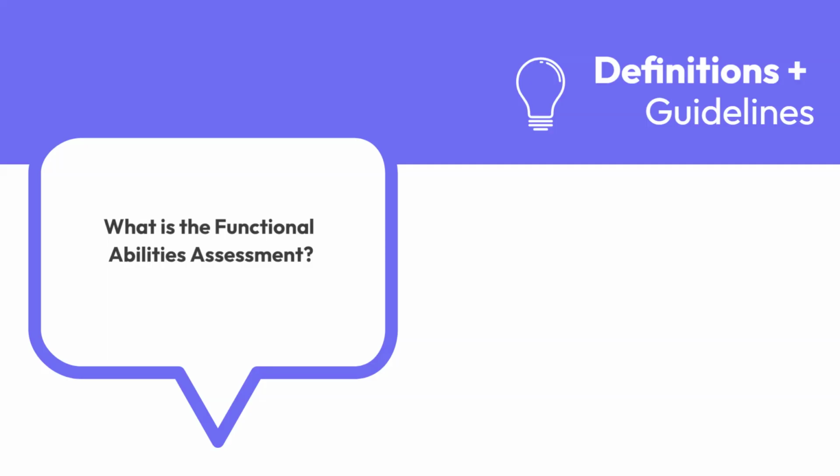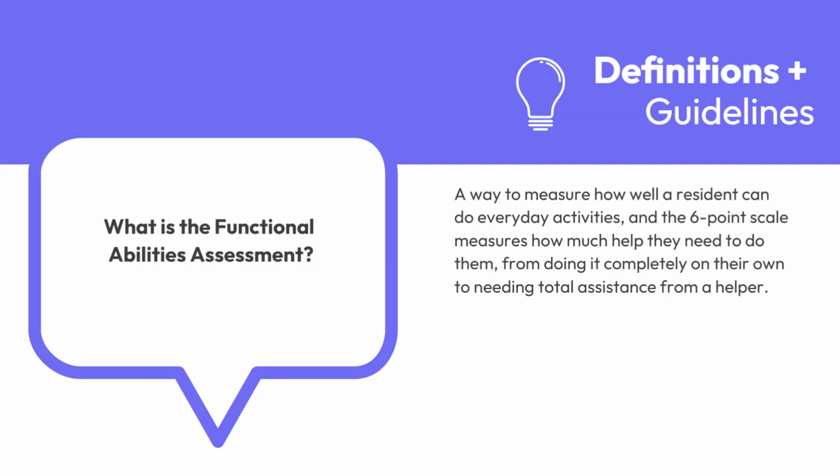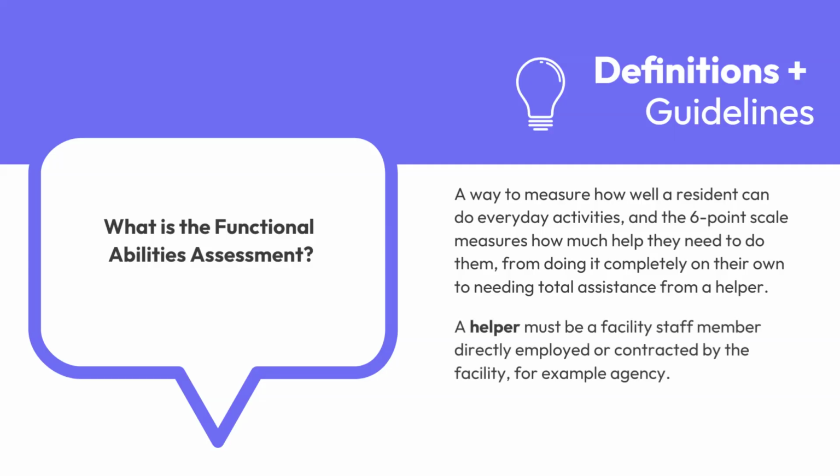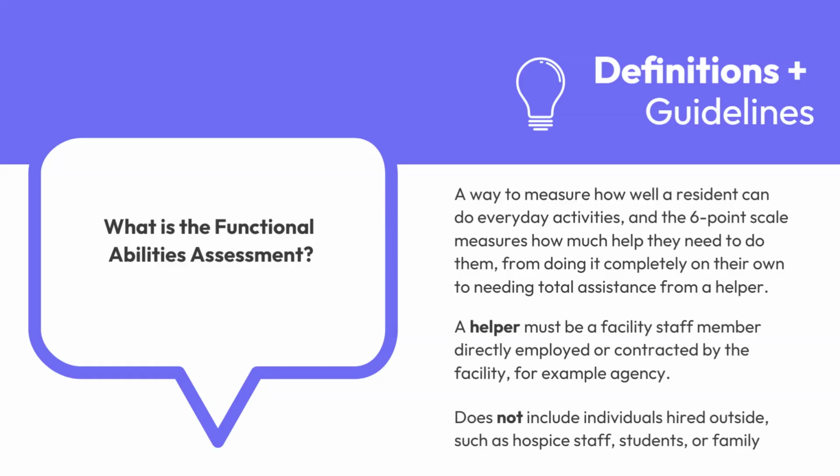Before we begin, let's review some basic definitions and guidelines that will be referenced frequently in the preceding items. The Functional Abilities Assessment is a way to measure how well a resident can do everyday activities, and the 6-point scale measures how much help they need to do them, from doing it completely on their own to needing total assistance from a helper. A helper must be a facility staff member directly employed or contracted by the facility, for example, agency nurses. It does not include individuals hired outside of facility management, such as hospice workers, students, or family.